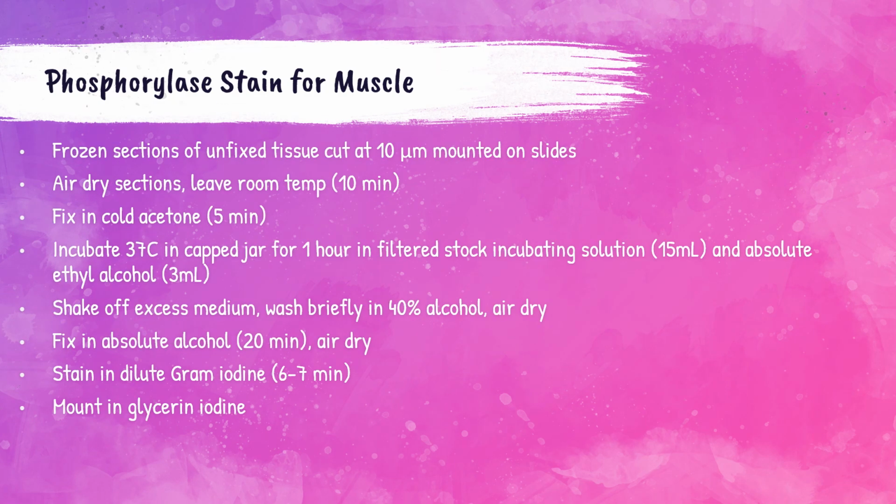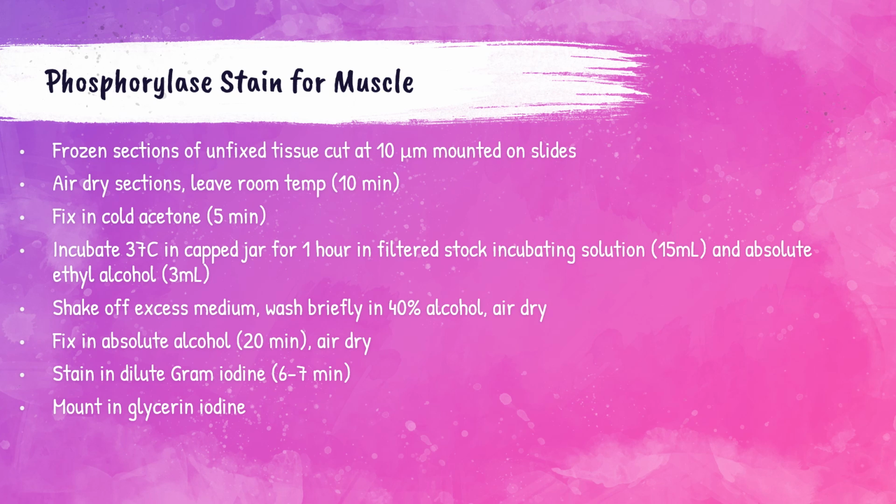To perform this procedure, frozen tissue that is unfixed is cut at 10 microns and mounted on slides. Sections should be air dried and left for 10 minutes at room temperature. Then the tissue should be fixed in cold acetone for 5 minutes. After that fixation, it should be incubated at 37 degrees Celsius in a capped jar for 1 hour in 15 milliliters filtered stock solution and 3 milliliters of absolute ethyl alcohol.